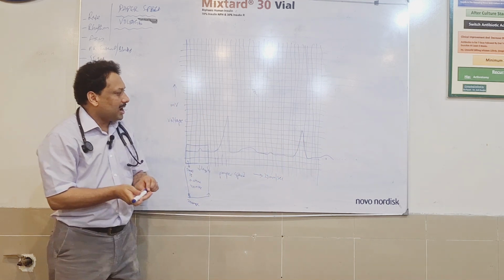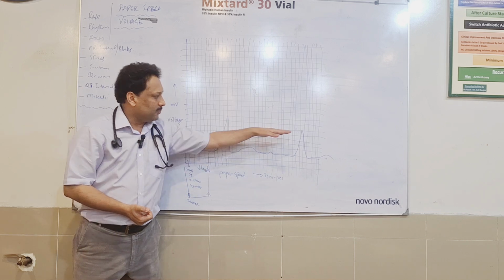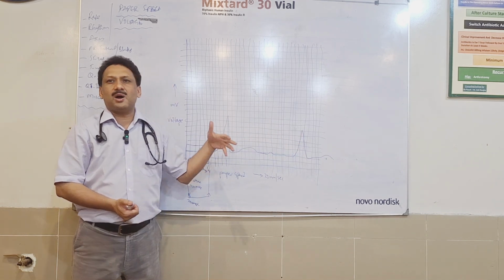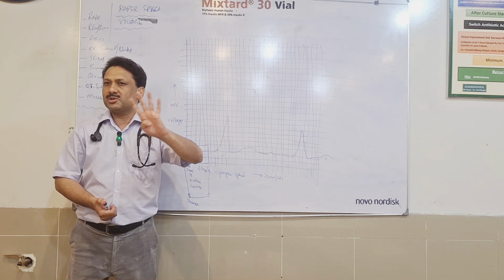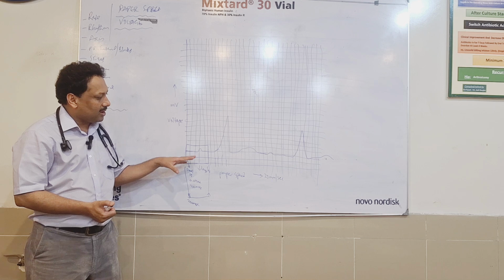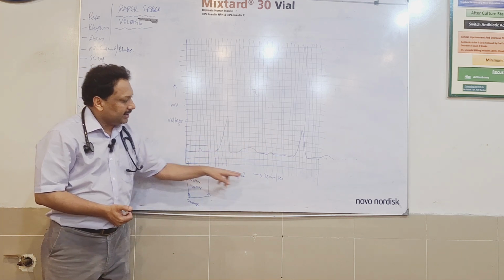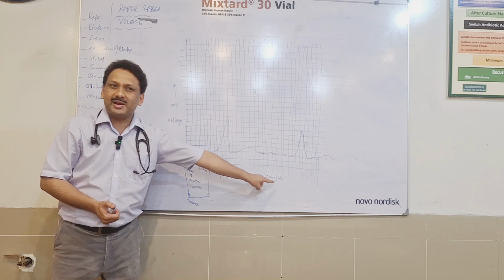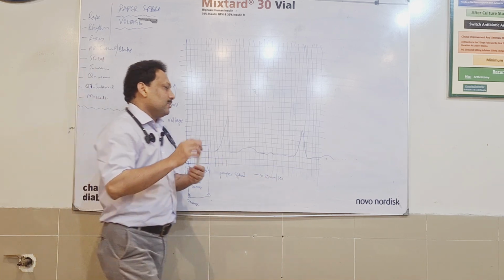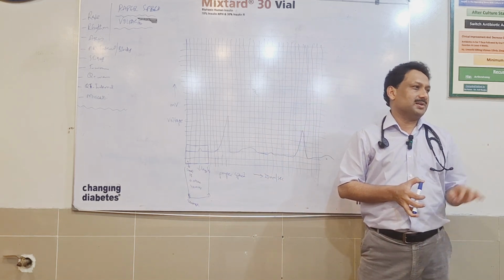If there are 4 large squares, or in other words 20 small squares, we will say that a heart is beating exactly at 72 per minute, and between these two R's there are 4 large squares. So if we take 1 second, in 1 second there are 5 large squares, as simple as that. We want to calculate the rate now. What are the different formulas?